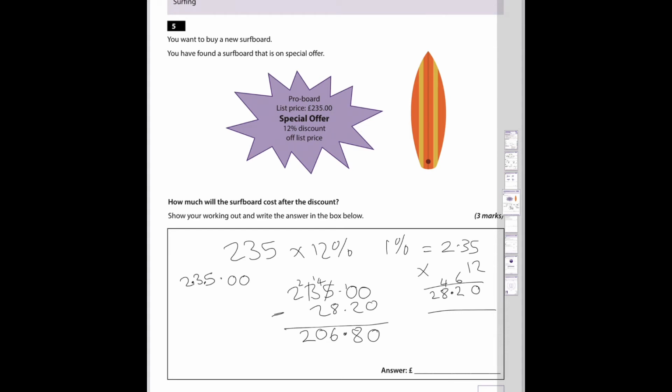So a logical way to work out your percentage and then take that off to get your discounted price. And good working out across the way. So your answer down here is £206.80.